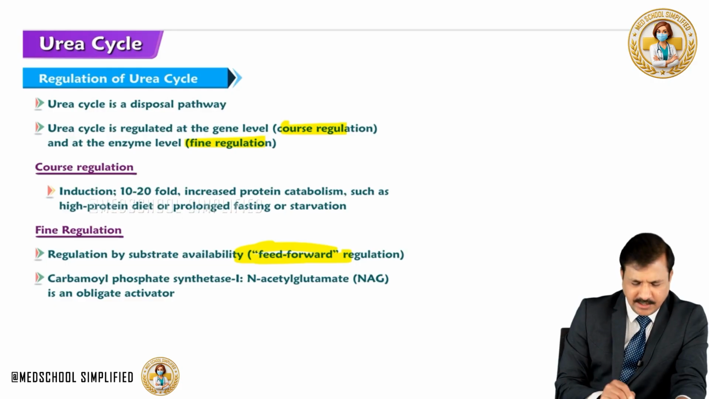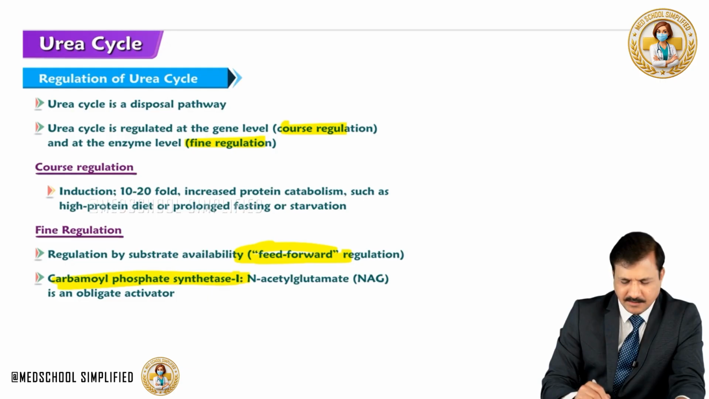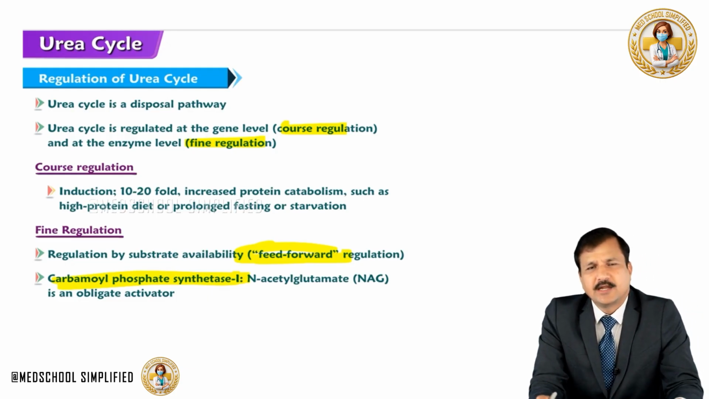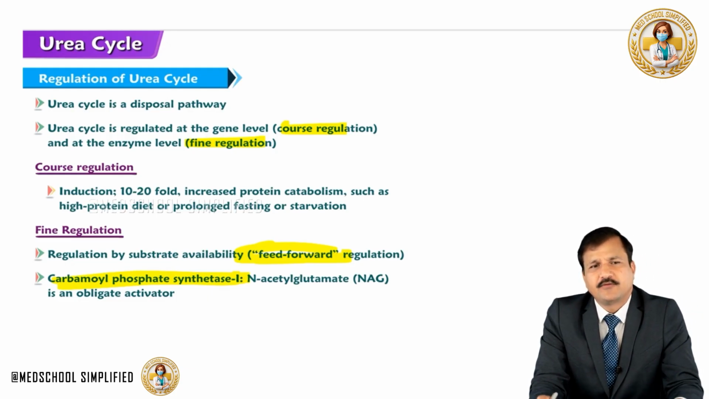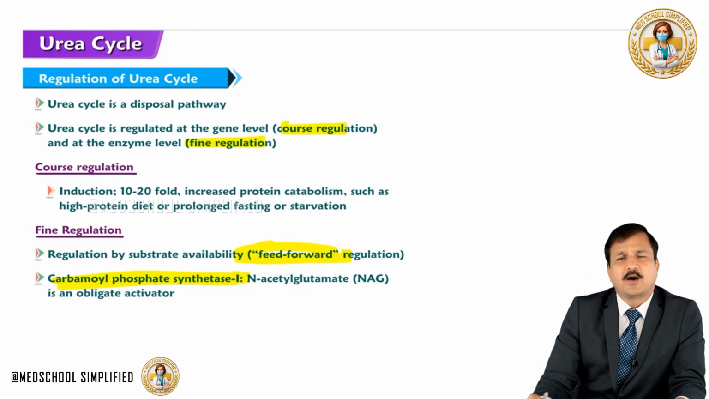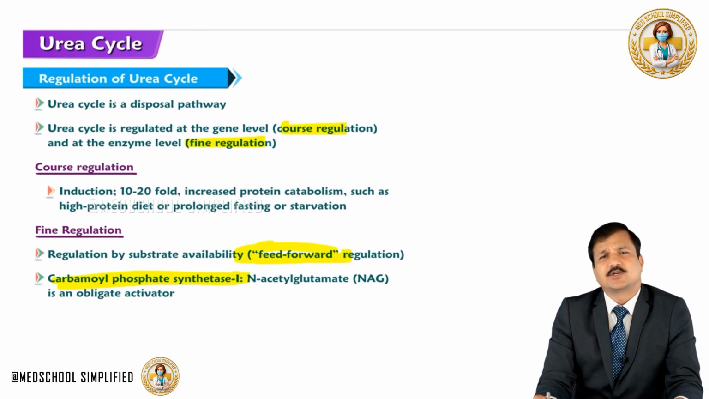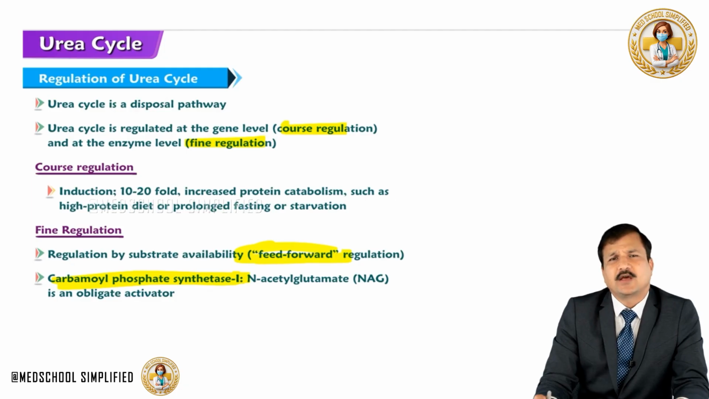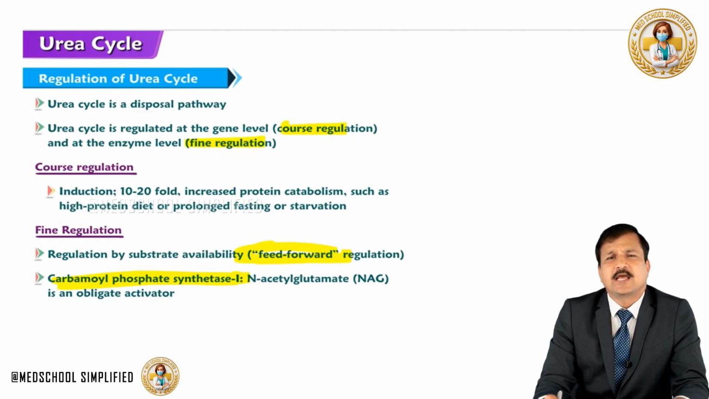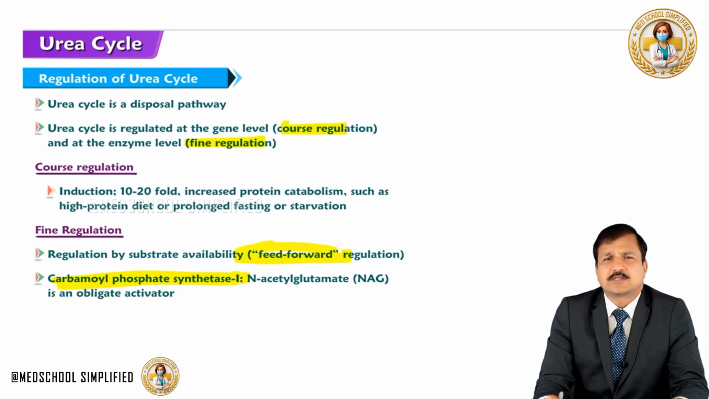Fine control can be a regulation by the substrate availability, which is a feed forward regulation, and the other is regulation at the carbamoyl phosphate synthetase 1 enzyme done by N-acetylglutamate, which is an obligate activator of carbamoyl phosphate synthetase 1 enzyme. So what is the meaning of obligate activator? An obligate activator is the one that is absolutely necessary for the activity of an enzyme. That means in the absence of this obligate activator, the enzyme generally doesn't function. So there are only two examples of obligate activators in our body.